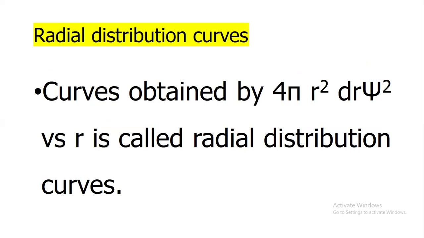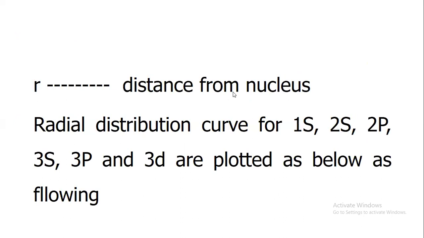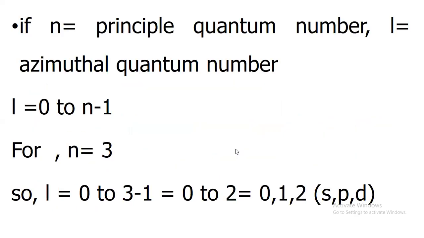Radial distribution curves obtained by plotting 4 pi r square dr psi square versus r are called radial distribution curves, where 4 pi r square psi square dr is the radial distribution function. Psi square is the radial probability, also written in terms of r square, the radial distance from the nucleus. Radial distribution curves for 1s, 2s, 2p, 3s, 3p, 3d are plotted as below.